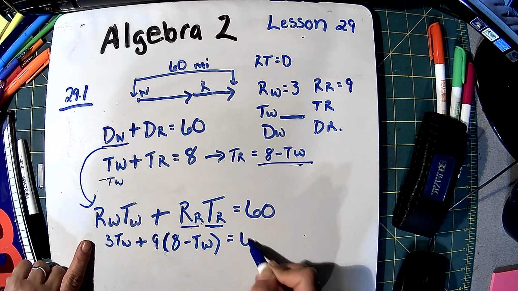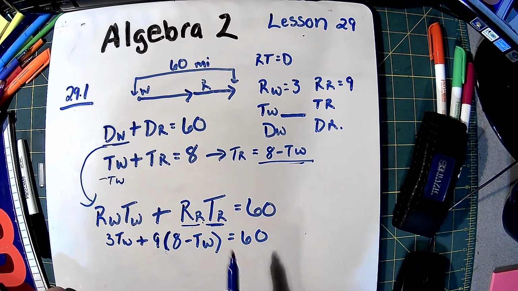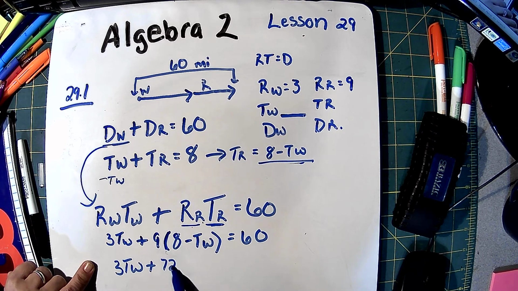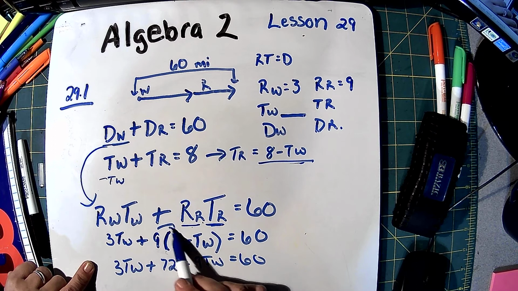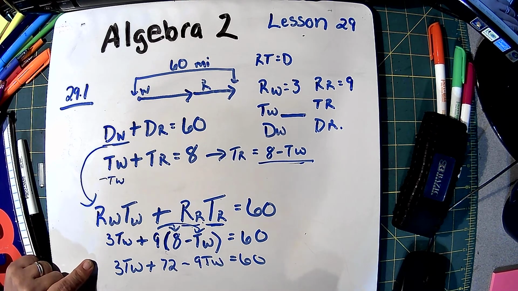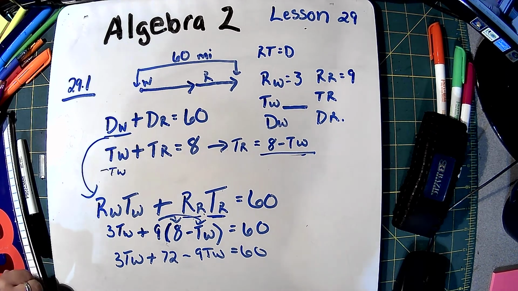Okay, equals 60. So now to solve this, we're going to distribute right there. So we're going to say 3 TW plus 9 times 8 is 72 minus 9 TW equals 60. So all I did was distribute this: 9 times 8, 72, negative 9 TW. Okay, now I'm going to combine like terms.